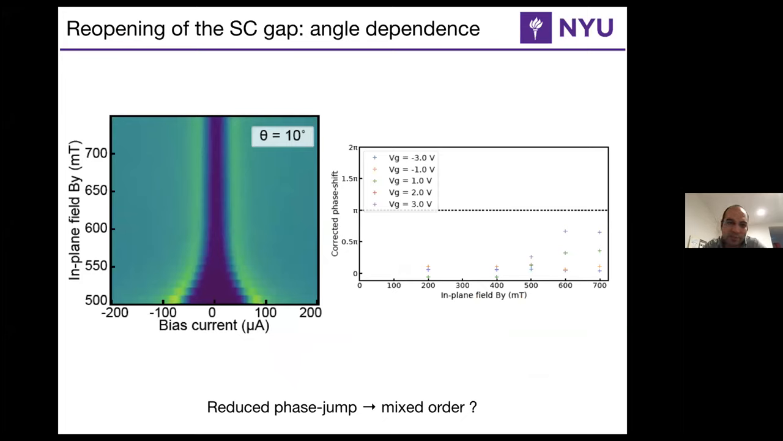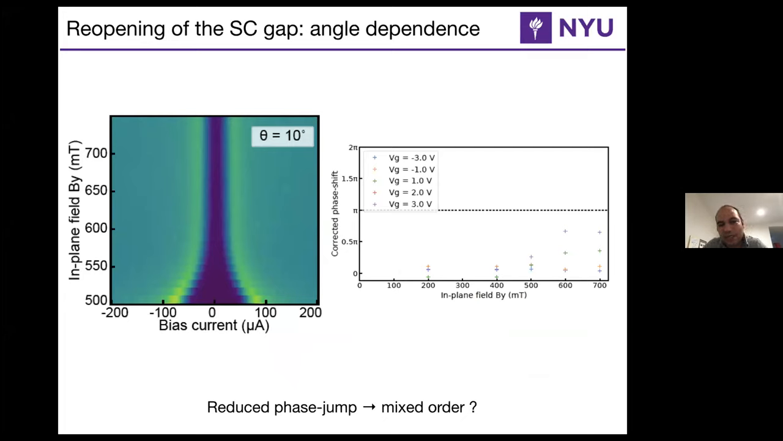But anyway, one way that you can actually double check this is that you can tilt your magnetic field 10 degrees off. And I mentioned that there is a very sensitive angle dependence, right? So when you are at 10 degrees, you see there is no gap closing or supercurrent closing. So basically the supercurrent in a very strange way is going straight up. If you repeat the phase measurement here, which is shown on the right-hand side, you see that there is no continuous jump anymore. So basically the phase just increases the way that you're measuring it.